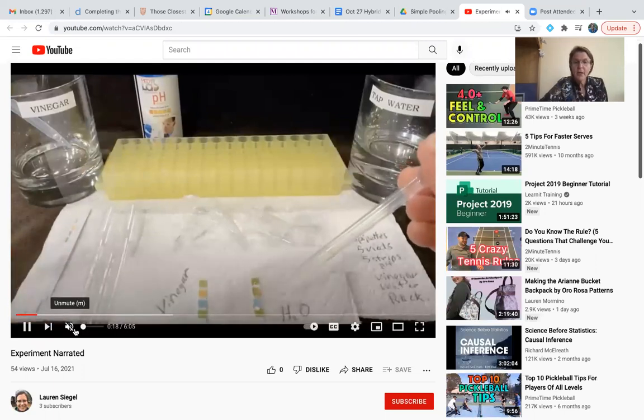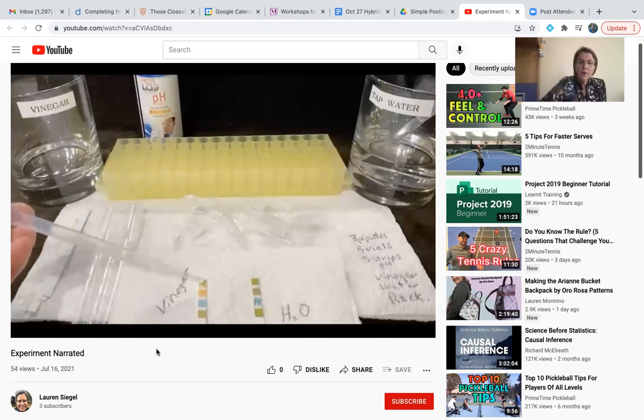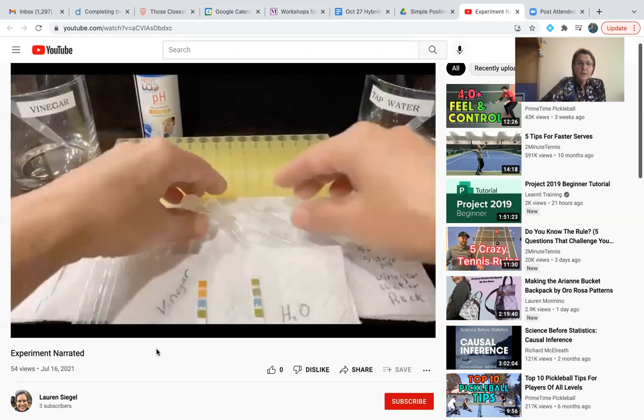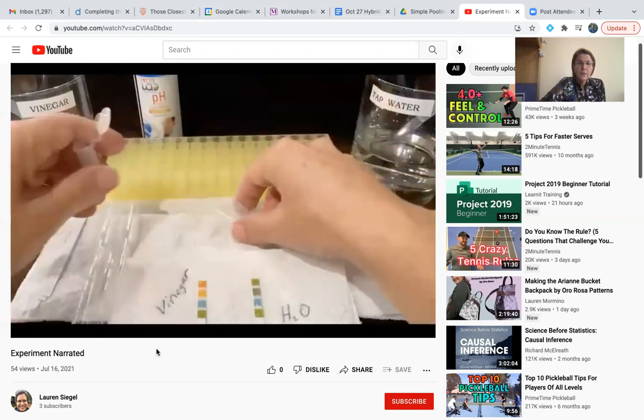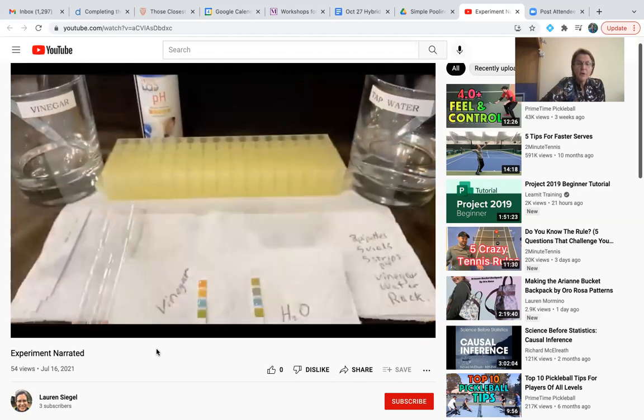So Lauren talks about it, but what she's basically doing is showing you how the pH strip changes if we put water on it versus if we put vinegar on it. And then she's going to take 3 vials, and she's going to put some water in 2 of them and vinegar in 1 of them, and then shake them up. And then we're going to pool the samples.